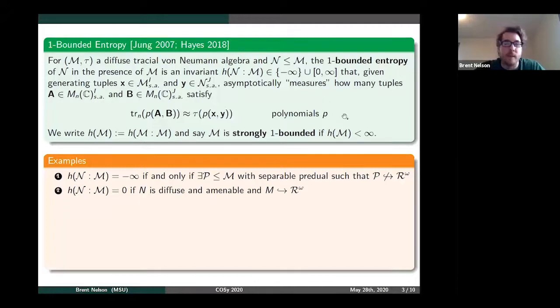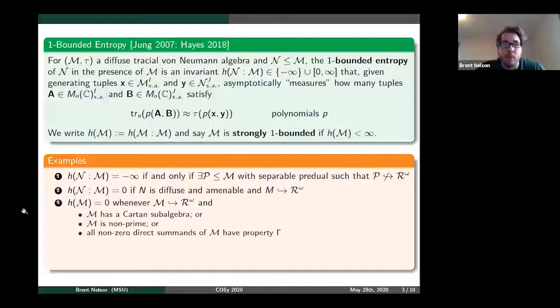And then in that case, this quantity will always be 0 if the subalgebra N is diffuse and amenable. This will obviously be relevant for how we recover Popa's result. Some other situations for when you know this quantity is 0: talking about the one-bounded entropy of just a single von Neumann algebra, it's 0 if it has a Cartan subalgebra, or if it's non-prime, or if all of its non-zero direct summands have property Gamma.